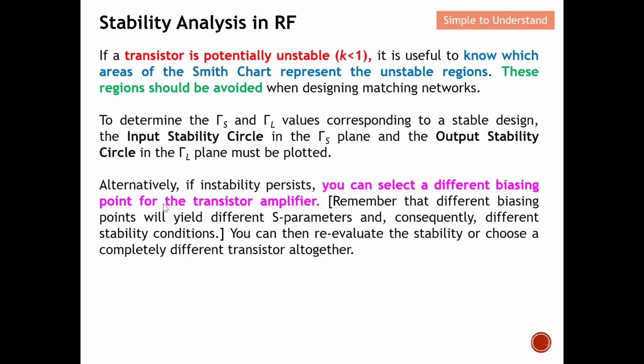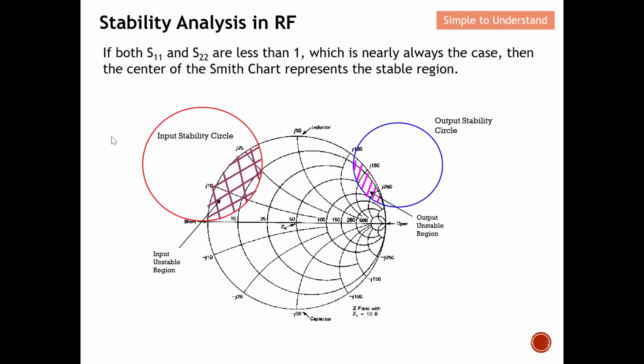Alternatively, if you have this instability that always happens, then you can select a different biasing point for the transistor amplifier. Remember that with a different bias point, you will have different S parameters. When you have different S parameters, your Rollett stability factor may be different. So after that, you can re-evaluate the stability or choose a completely different transistor so as to ensure the design will be stable. So let's take a look.